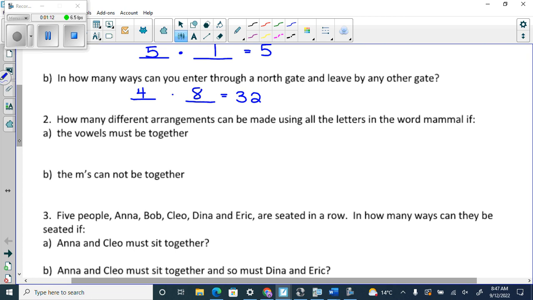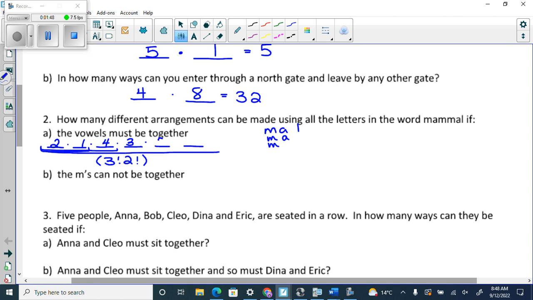Then here it says, how many different arrangements can be made using all the letters in the word mammal? So I'm going to immediately start stacking. If the vowels must be together, I'm going to go like this and go 3 factorial, 2 factorial in brackets if I don't do the fraction button. Now the vowels must be together. There are 6 letters. 1, 2, 3, 4, 5, 6. Hook the vowels together. There are 2, then 1, then 4, 3, 2, 1.